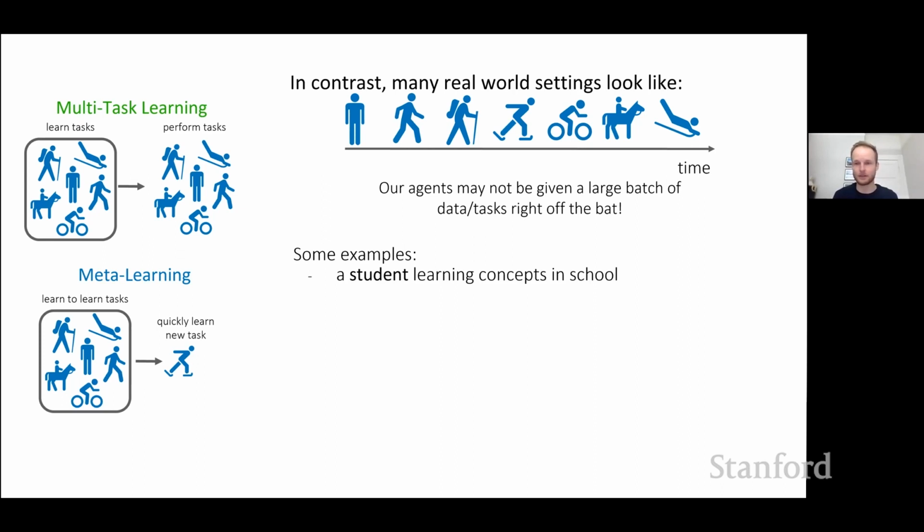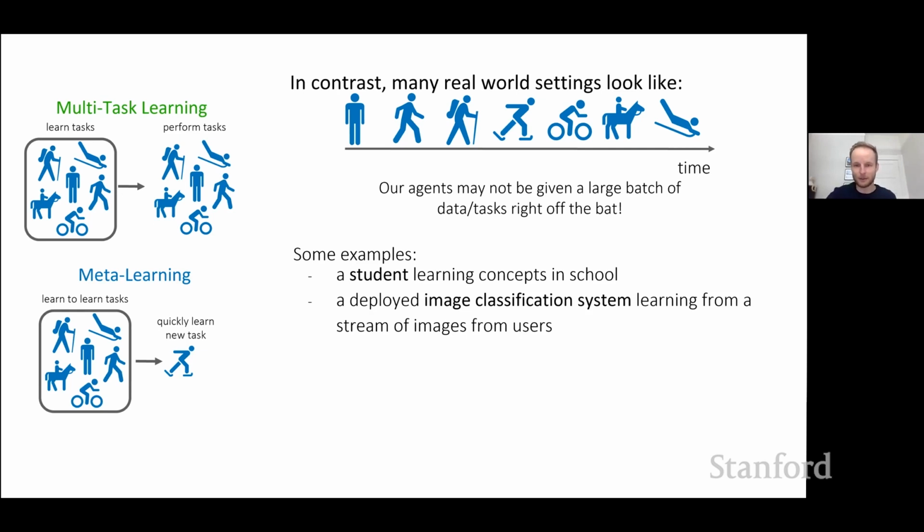A few examples when this happens. For instance, with students learning concepts in school, right? You go from one class to another, you go to Algebra 1, and then after Algebra 1, you pass your tests or your exams, then you go to Algebra 2. And then based on the content in Algebra 2, you're being evaluated how well you're doing in Algebra 2, and so on and so forth. You're not really given all the material all up front, and you're not being tested on all of the different classes. These are being revealed to you progressively.